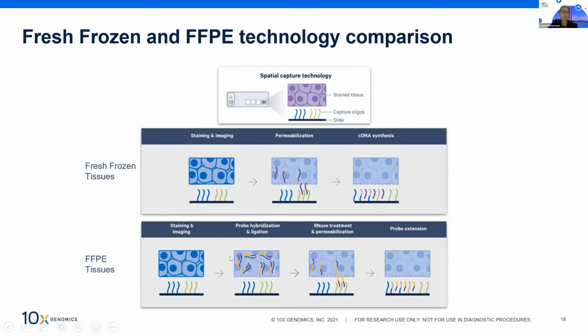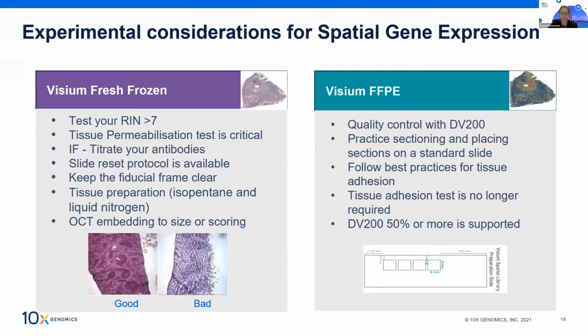And in FFPE tissue, because of the nature of the cross-linking and the denaturation that occurs with RNA, we're actually not capturing mRNA directly. The probes hybridize to their targets, and one part of the probe actually has a synthetic poly A tail attached to it. So once they are bound to their targets, we ligate them, and then we release them onto the slide. They get captured there, and then we perform probe extension. So just a few different steps in there.